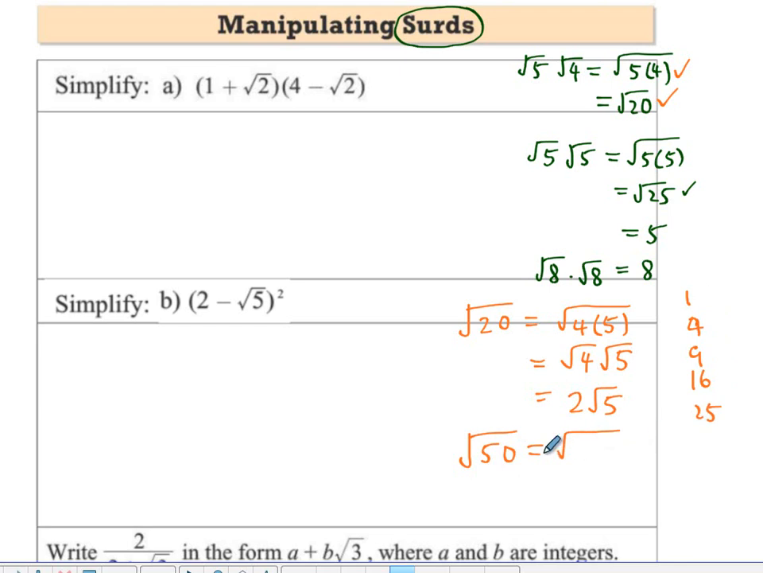So if I have surd 50, I can write that as surd 25 times 2, because 25 times 2 is 50. Now why did I pick 25? Because 25 is a square number. Now if I then split this, it is surd 25 and surd 2, and that becomes square root of 25 is 5, and square root of 2 stays as square root of 2. So surd 50 is 5 surd 2.